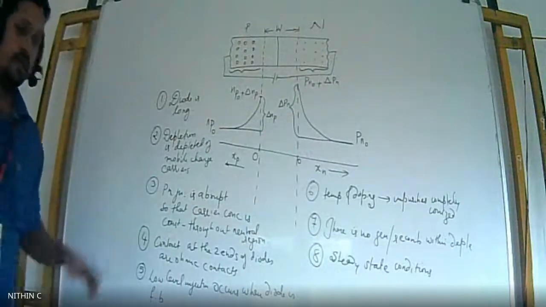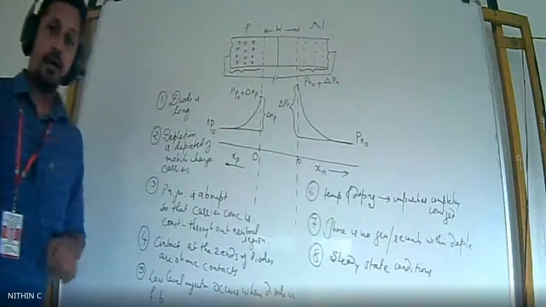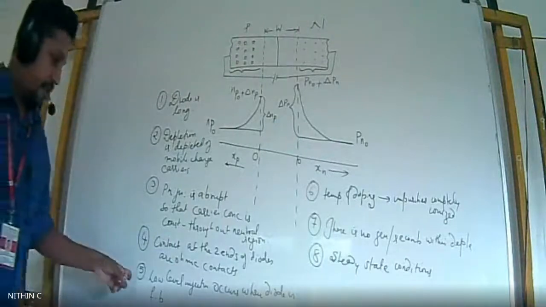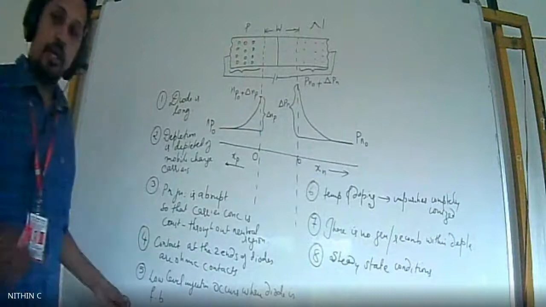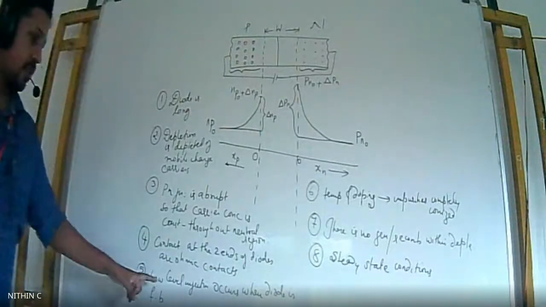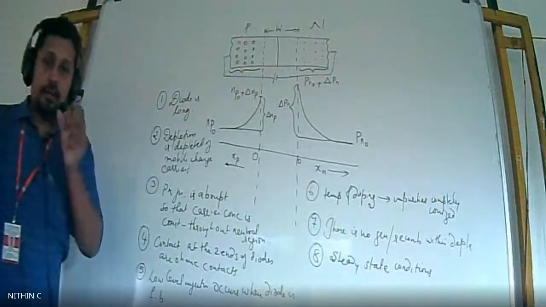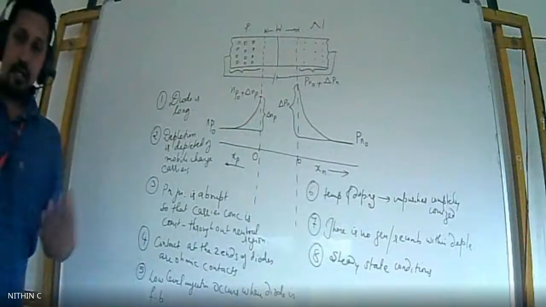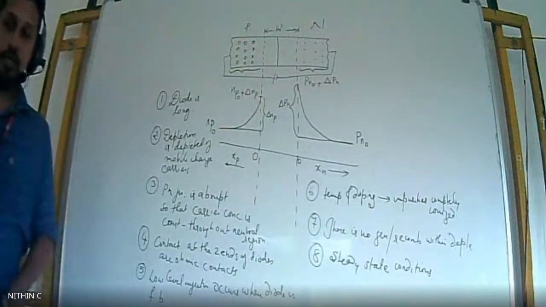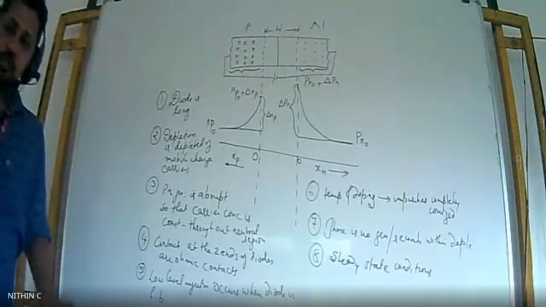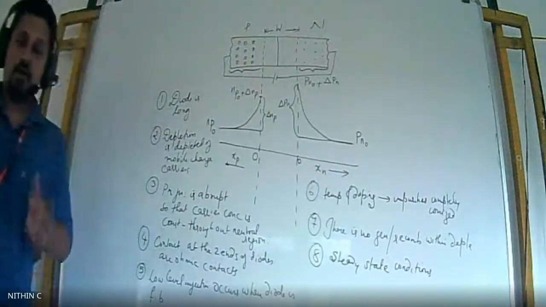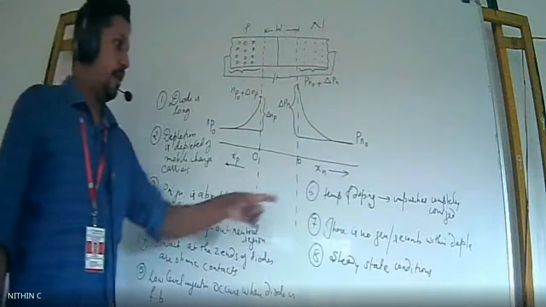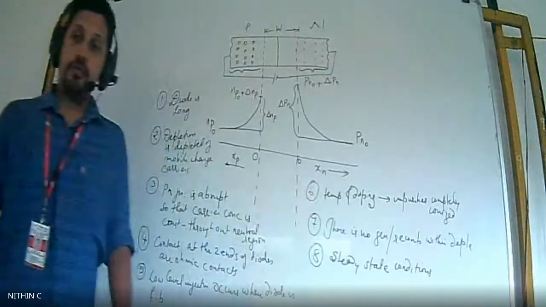The fourth point states that the contacts at the two ends are ohmic contacts. The fifth point states that low level injection happens when the diode is forward biased. Low level injection means the minority carrier concentration, or the excess carrier concentration, is not comparable to the majority carrier concentration, which also means that the majority carrier concentration remains constant even when the diode is forward biased.